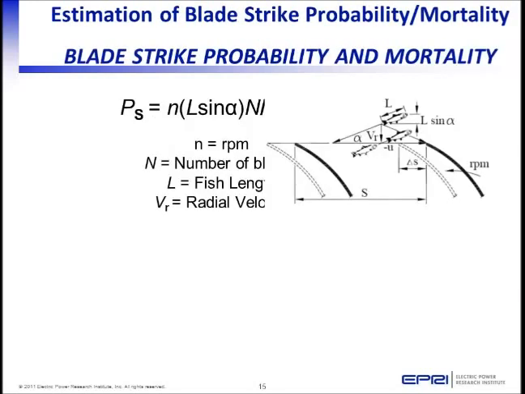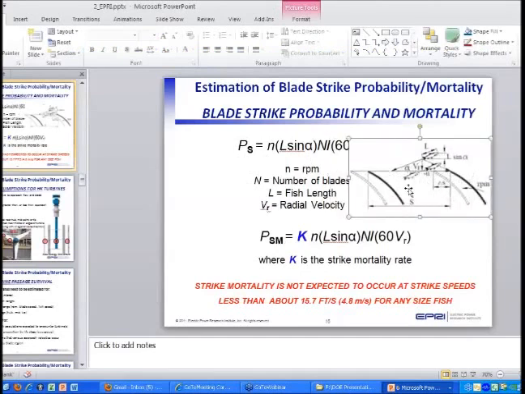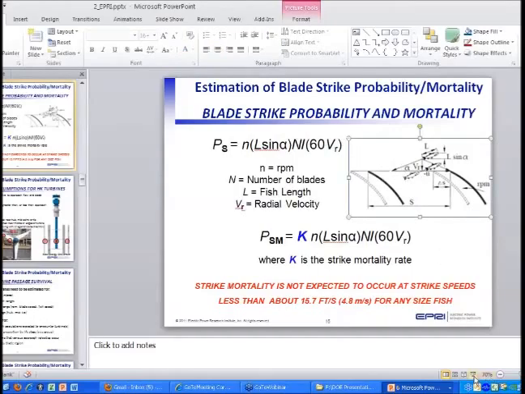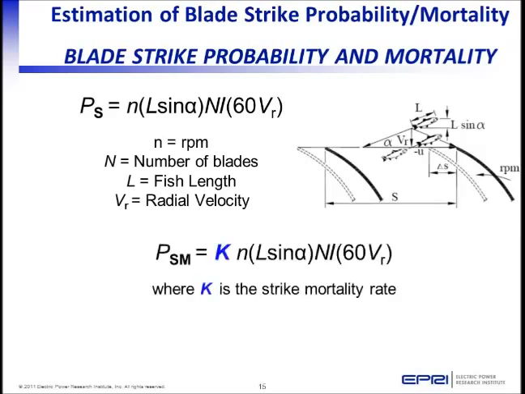I apologize for this slide and your copy. The part of the equation there at the top for the probability of strike is covered up. And to the right of the division sign there, you should have a 60 times V sub R, as in the equation below for strike mortality. But a key point to be made for this slide is that strike mortality is not expected to be a factor at strike speeds less than about 4.8 meters per second for any size fish. Next slide, please.